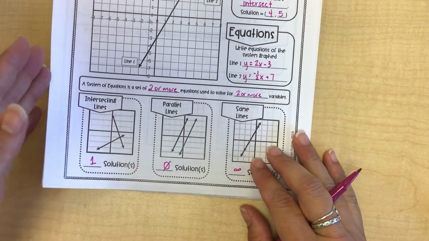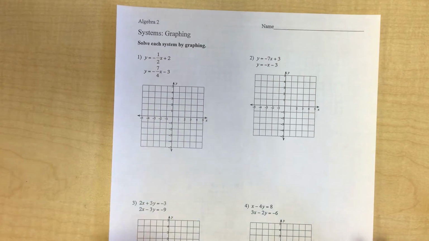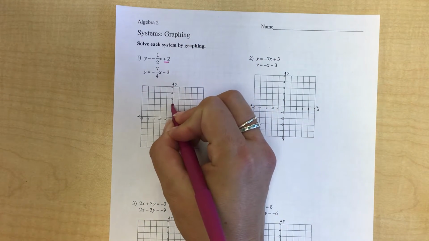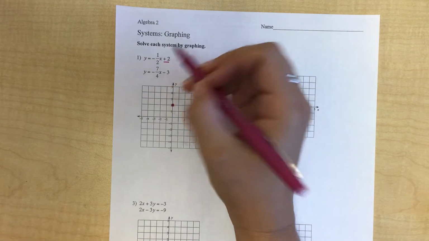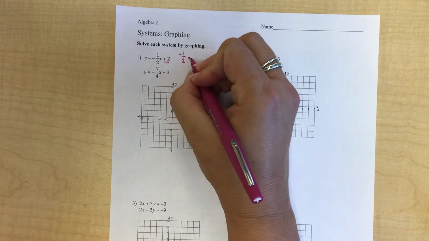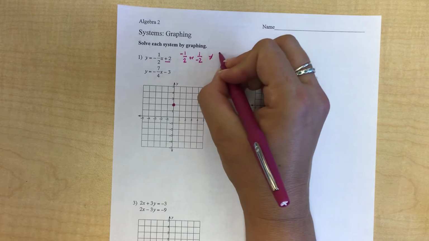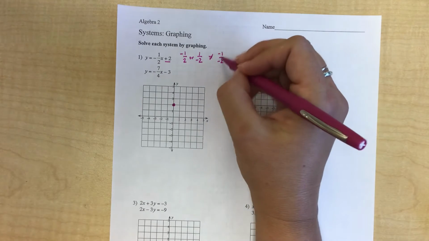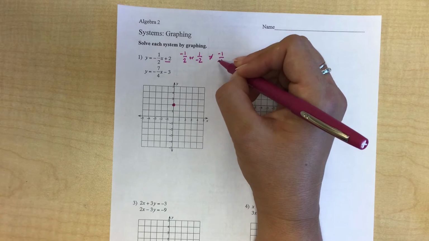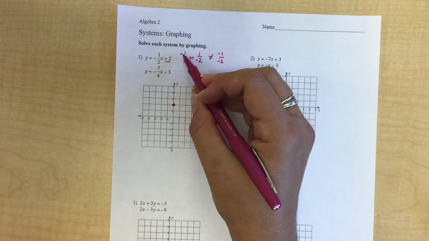All right, so we're just going to practice some of these. All right, so on this first one, this is +2, so I'm going to put a point at +2. My slope is -1/2. So the negative can go on the top with the 1, or the negative can go on the bottom with the 2. But it can never go on both. If it goes on both, then you change this to a positive slope, because a negative divided by a negative would be a positive.